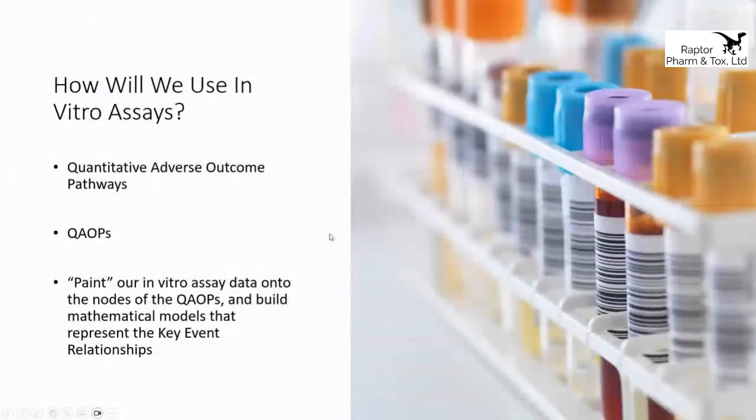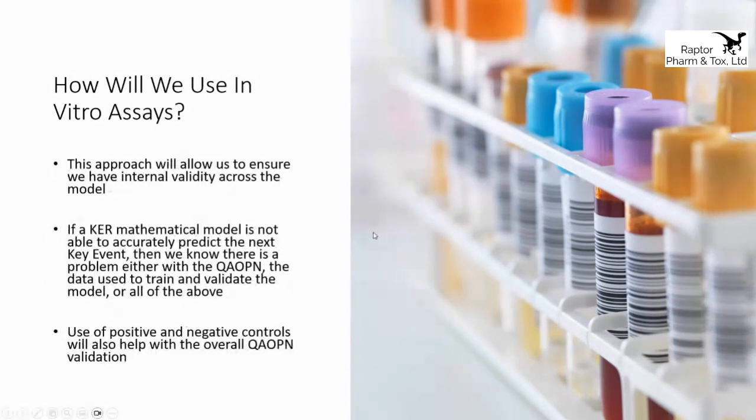So, kind of a callback to what the title is. In my mind, we then, quote unquote, paint our in vitro assay data onto the nodes of the QAOPs, building these mathematical models that I talked about that represent these key event relationships. So what I believe is that this will help us to ensure we have internal validity across the series of mathematical models. So the QAOP itself as a model, and then all of the models that it subsumes as well.